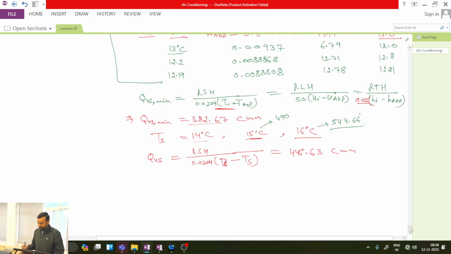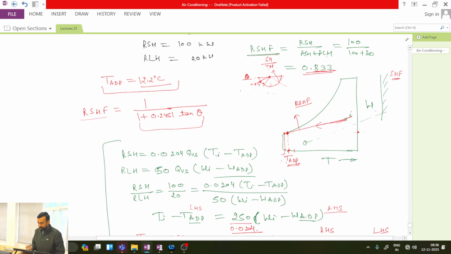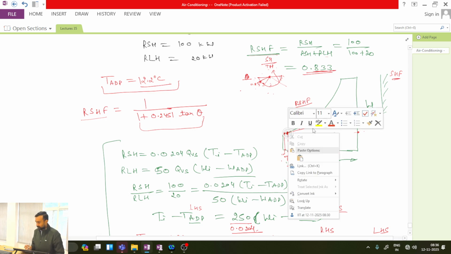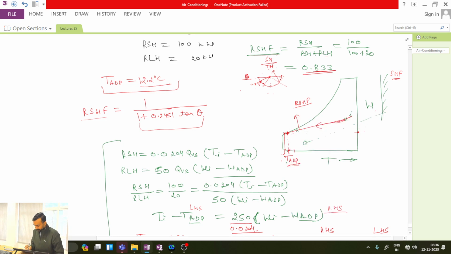What it means is that on this plot, this was 12, 14 will be somewhere here, 15 will be here, 16 will be here. So when you are moving more towards the room condition, the flow rate is actually being increased. Okay, I explained this while we were discussing the simple air conditioning system, and from the numerical problem also we are able to visualize this. Is this one clear?